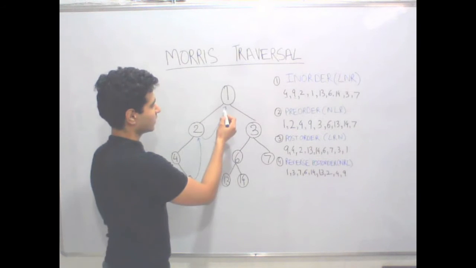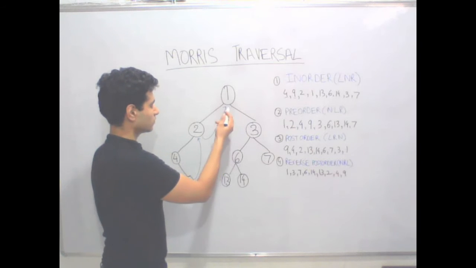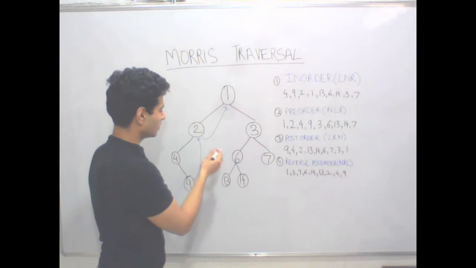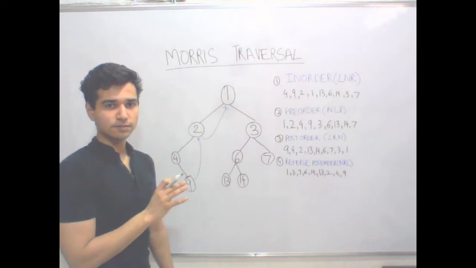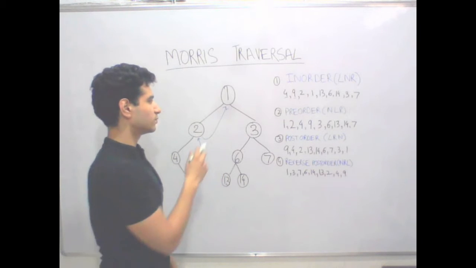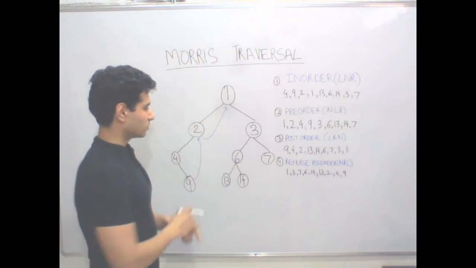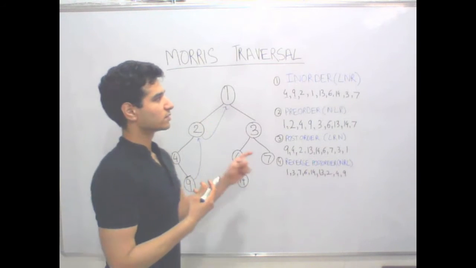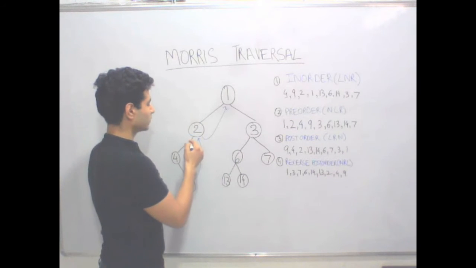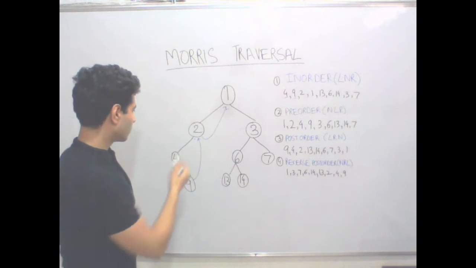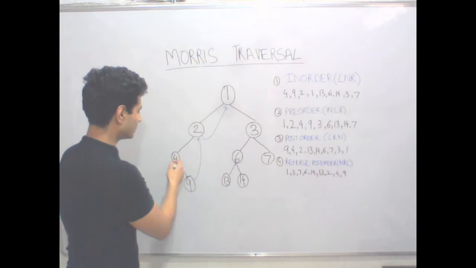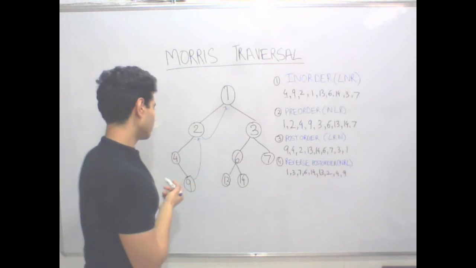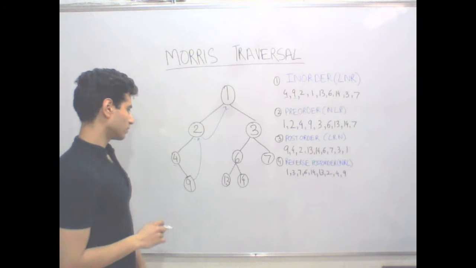Here we are at 1, and its left's rightmost node is 2 only. So 2's right pointer is pointed to 1. A link is made here. Then again we go left, because it's left, node, right. We go left and we are at 2. What is its predecessor? It's the rightmost node of its left, which is 9. Again we make a link here. Then again we go left, and we are at this node.